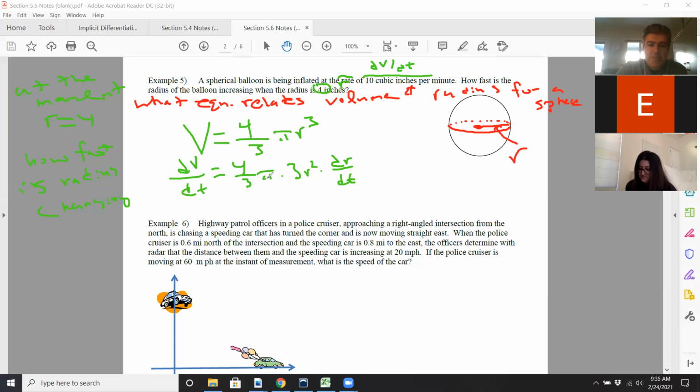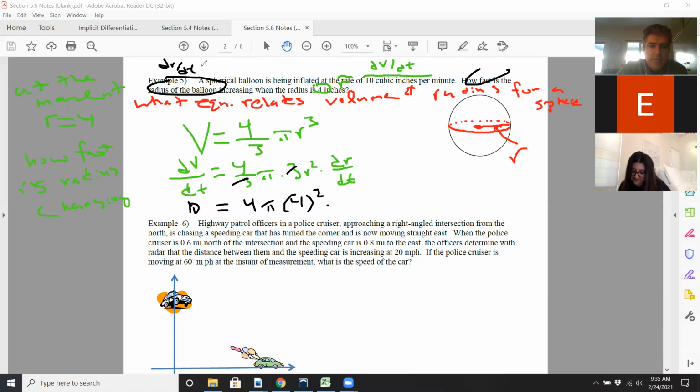So anyway, we have to substitute, and actually I should have cleaned stuff up a little bit. I didn't realize these 3's cancel here. So then you substitute the stuff you know. It's being inflated, so that's a positive change. So that's 10. By the way, if you're deflating, put -10. But you're inflating, so it's increasing volume, a positive change. 4 pi, the r is 4 at this moment. And you're trying to solve for dr over dt. We ask how fast the radius is increasing. dr over dt is what we don't know.